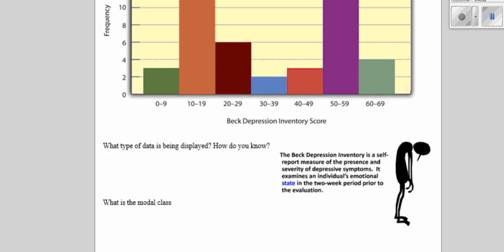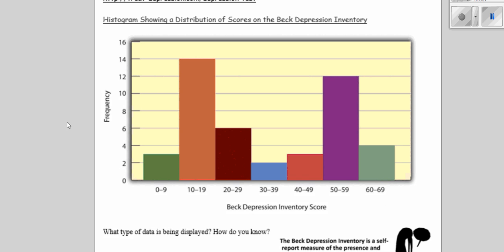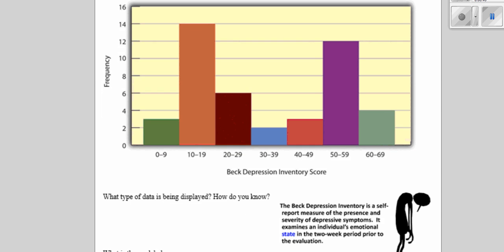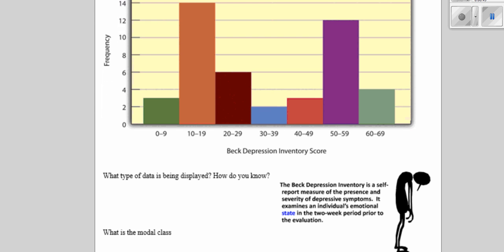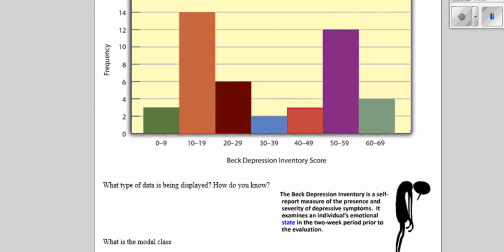So imagine these are the results from the Beck Depression Inventory score. We've got values of 0 to 9. Apparently, we're assuming it's kind of continuous, so whatever the scale was, it must have somehow been continuous. Maybe they didn't have to round to a decimal place or anything like that. I don't know, just by the way it's been displayed. And we've got the frequency along here. Then we're just asked to interpret. Sometimes you're asked to just interpret the histograms. First of all, what type of data is being displayed, and how do you know?